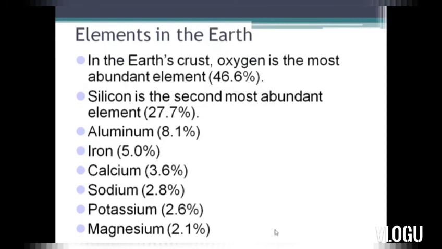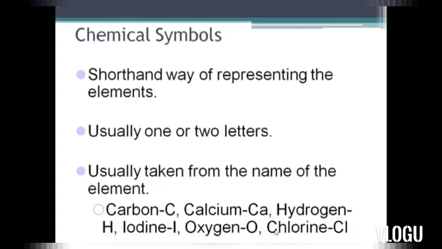So, in the Earth's crust, oxygen is the most abundant element. So we have 46.6%, silicon 27.7%, aluminum 8.1%, iron 5.0%, calcium 3.6%, sodium 2.8%, potassium 2.6%, and magnesium 2.1%.